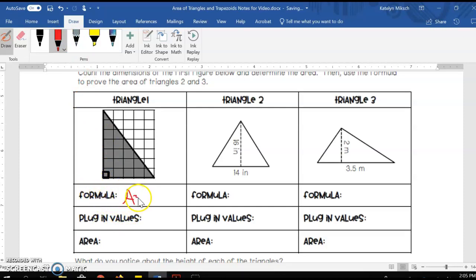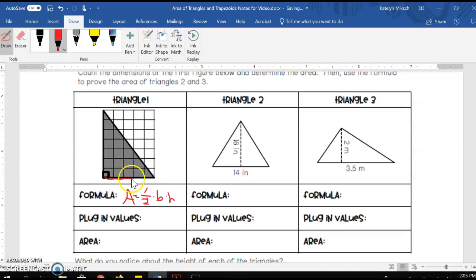Area equals 1/2, and excuse my messy writing, times the base times the height. And notice this is a lowercase b, so we're just talking about the base of the two-dimensional shape. Now on this first one, they don't give us the measurements, but there is a grid. Remember, with grids, you're counting spaces.